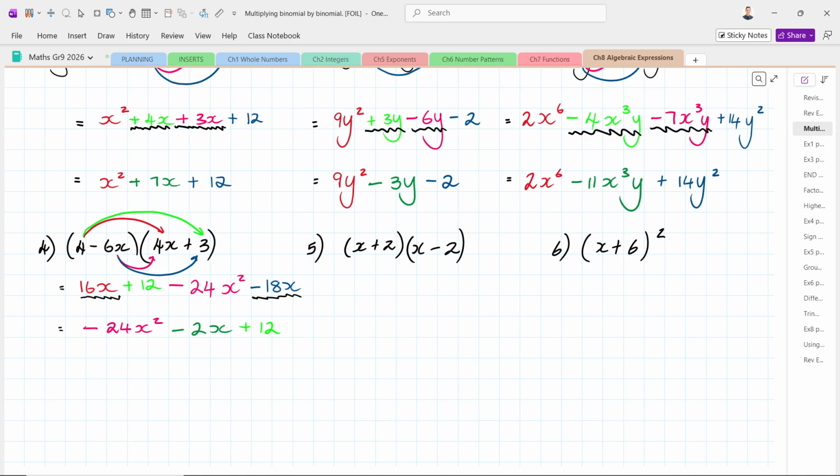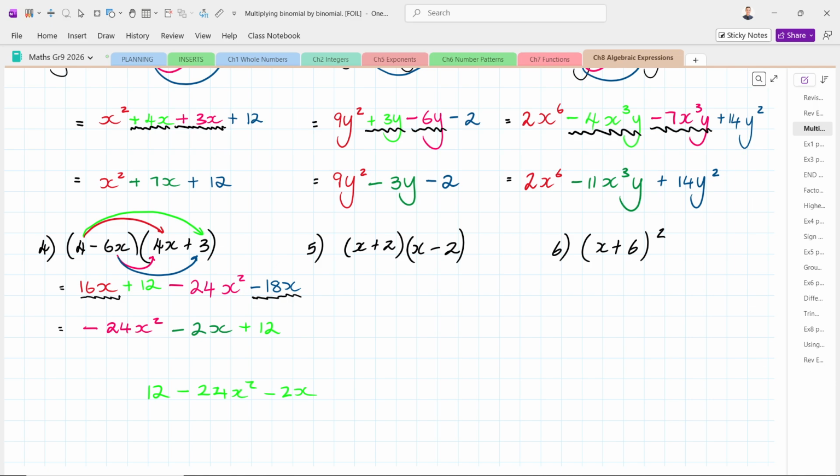In general, again, I'm going to refer to etiquette or good practice, as in just how we do it neatly. Generally, you start with the highest powers first. That is why I rewrote it. Does that mean it's wrong if you didn't? No. If you wrote this as 12 minus 24, x squared minus 2x, it's exactly the same thing.